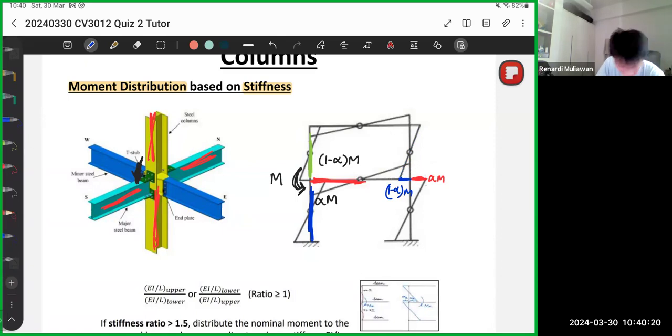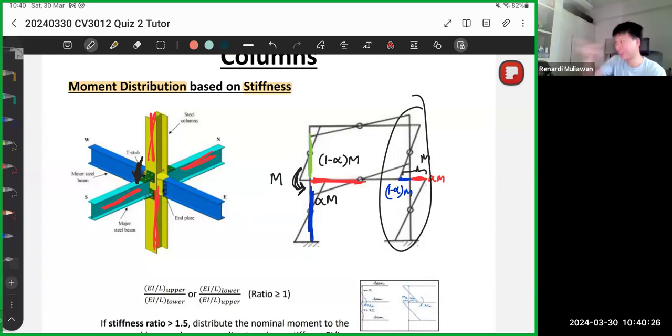Just for you to know, the BMD of a simple frame construction should look like this. It's like a Z, like that. So if you see it inside your software, you know which one is right and which one is wrong.